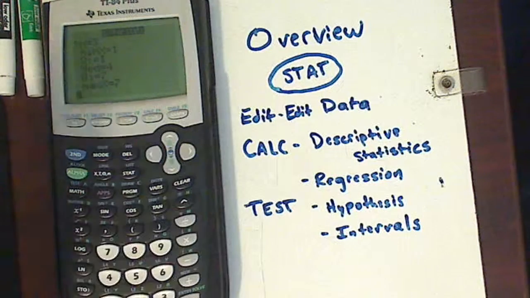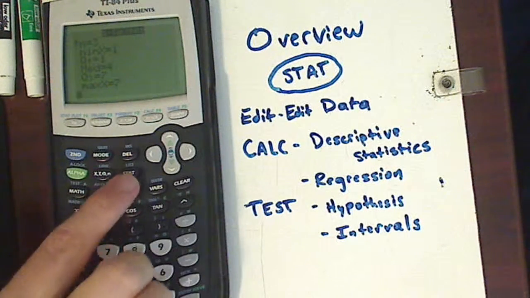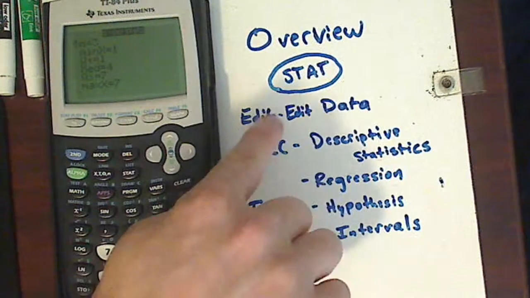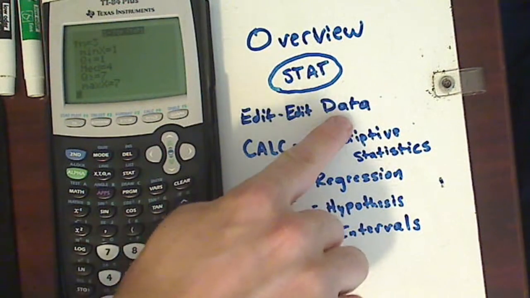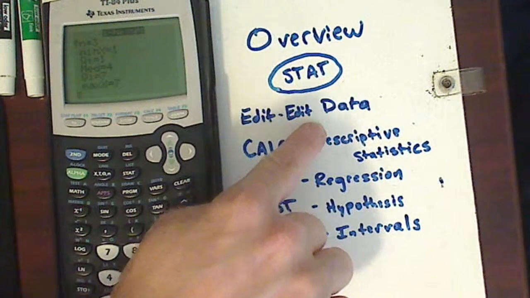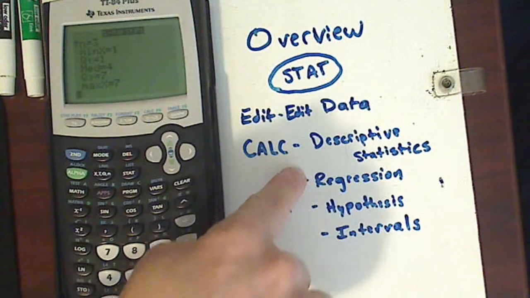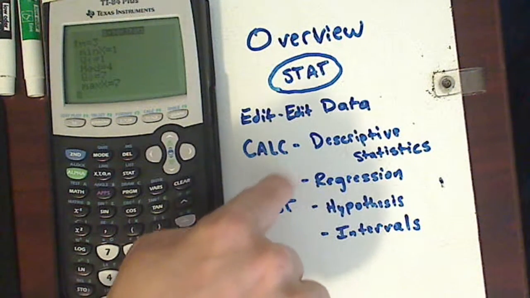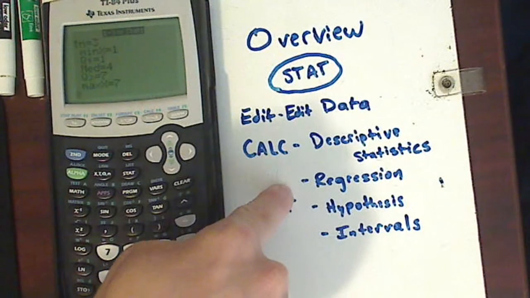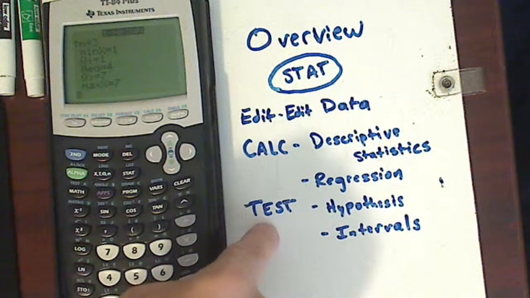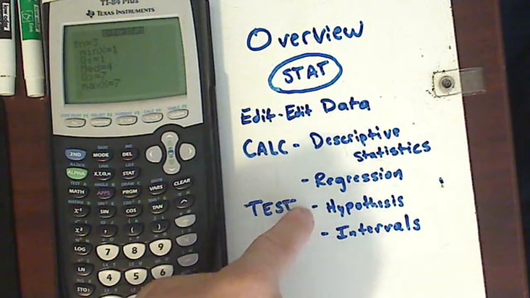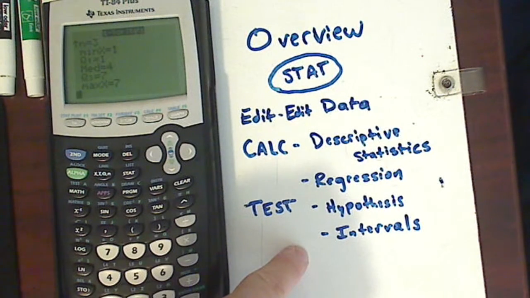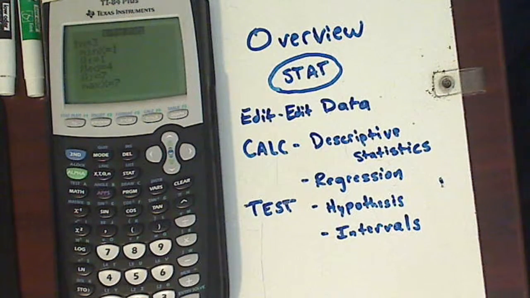So that's pretty much it. I'm not going to show you anything else because it's really just right there. So all you need is the stat button. Edit, under the stat button, is used to put in your data. From there, under Calc, you can do both descriptive statistics and regression lines. And then under Tests, you do your hypothesis testing and your confidence intervals. And that's it.